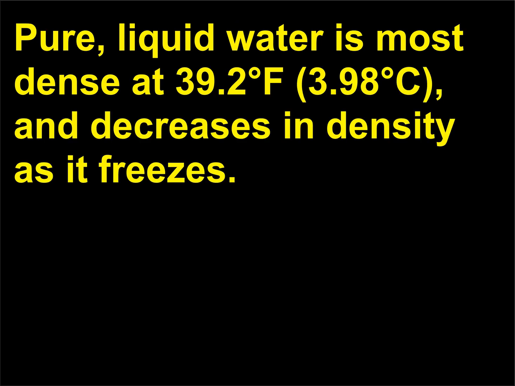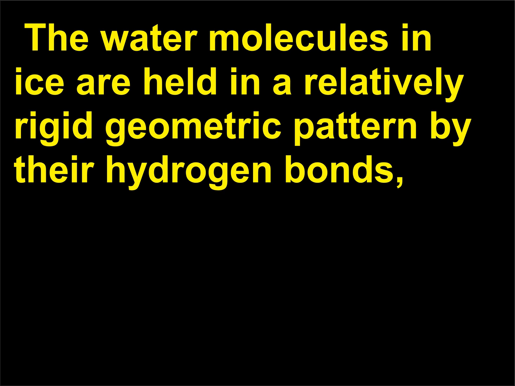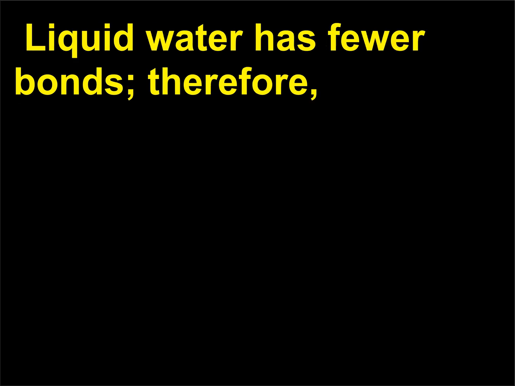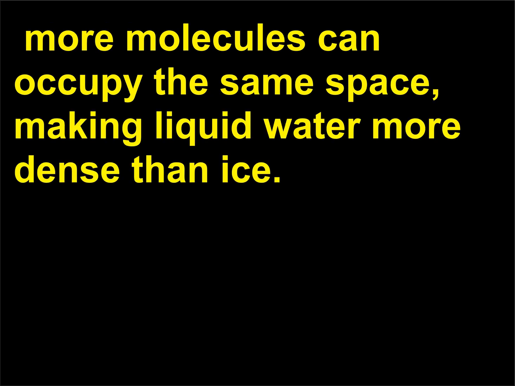Pure, liquid water is most dense at 39.2 degrees Fahrenheit (3.98 degrees Celsius), and decreases in density as it freezes. The water molecules in ice are held in a relatively rigid geometric pattern by their hydrogen bonds, producing an open, porous structure. Liquid water has fewer bonds, therefore, more molecules can occupy the same space, making liquid water more dense than ice.